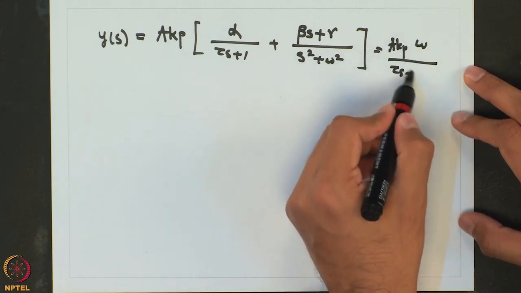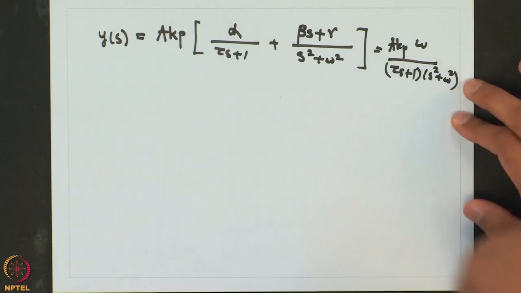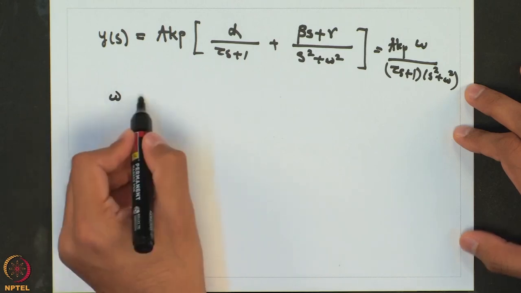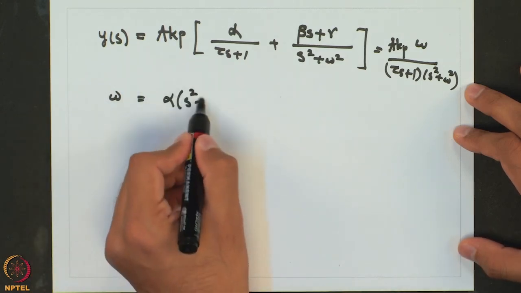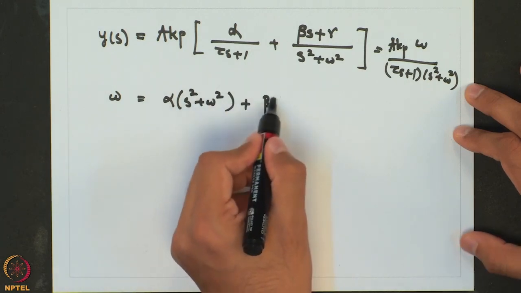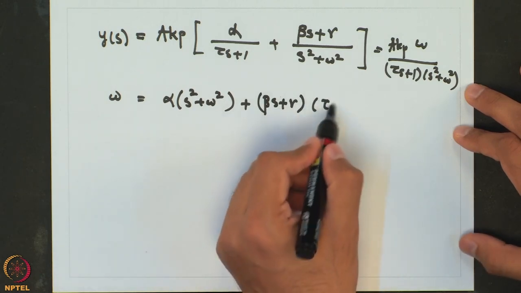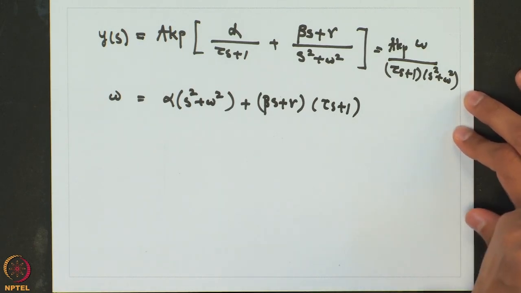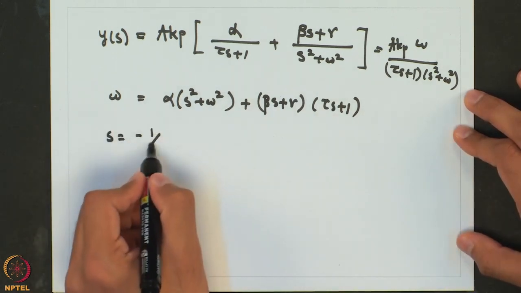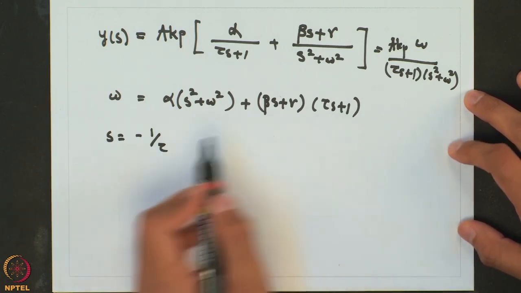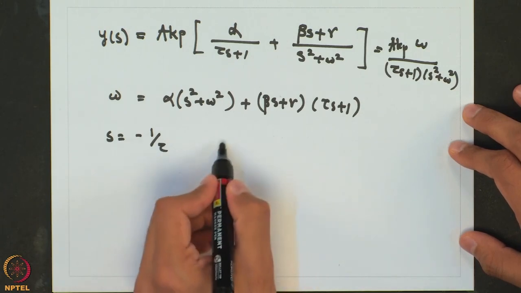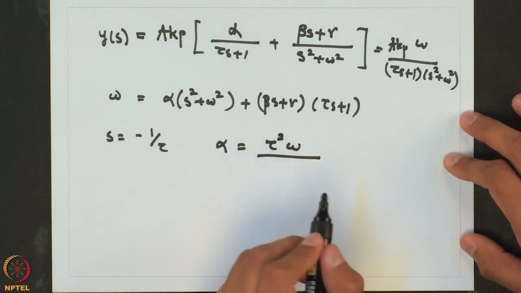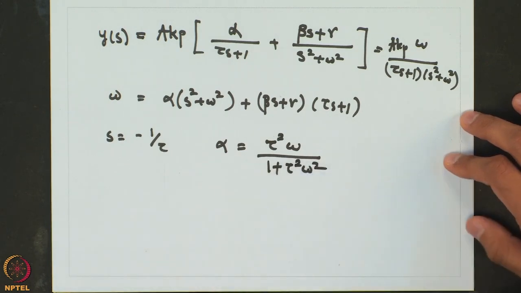A Kp omega over tau s plus 1 times s square plus omega square. So if we simplify this, by the method of partial fractions, what we get is omega will be equal to alpha times s square plus omega square plus beta s plus gamma times tau s plus 1. So in order to get alpha, beta and gamma, we'll have to use different values of s. So let us say we take the value of s as minus 1 over tau. In that case the second term will go away and we can get the value of alpha. So that will give us alpha equal to tau square omega over 1 plus tau square omega square.